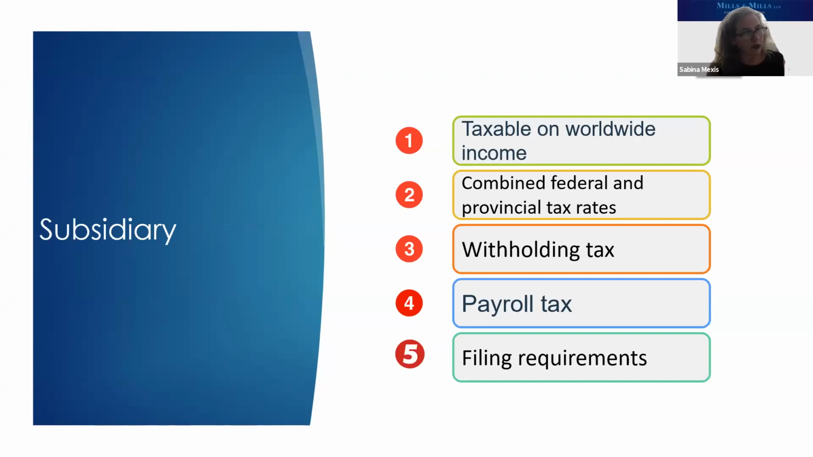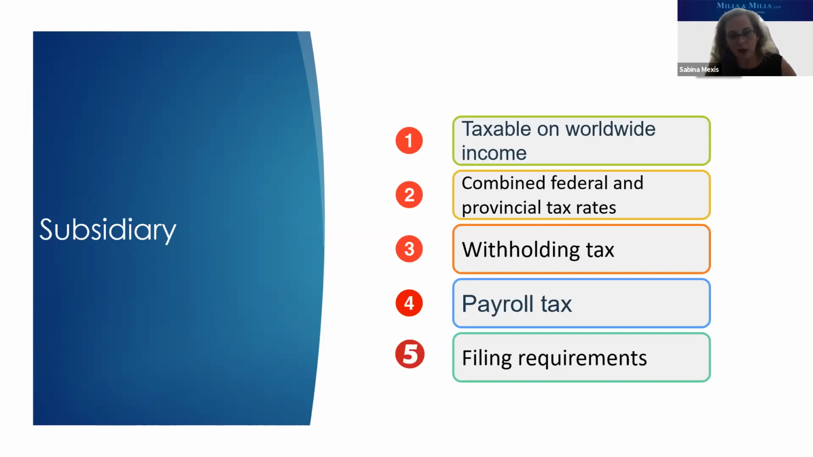Okay, I'll just touch on the last 2 points. Payroll tax. To the extent that a subsidiary has employees, then as previously noted, payroll tax will apply. That will be Canada Pension Plan, employment insurance, and income tax remittances. And in Ontario, employer health tax, depending on the amount of earnings of the subsidiary corporation. Those will be the responsibility of the Canadian subsidiary to withhold and remit to the Canada Revenue Agency in respect of its employees. And finally, filing requirements.